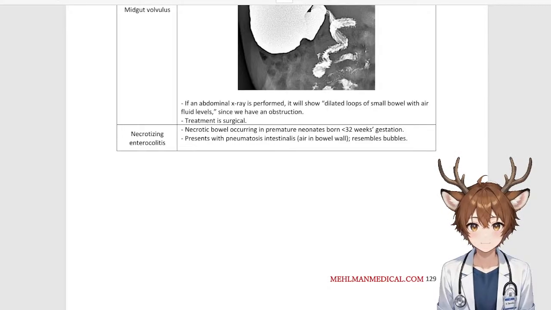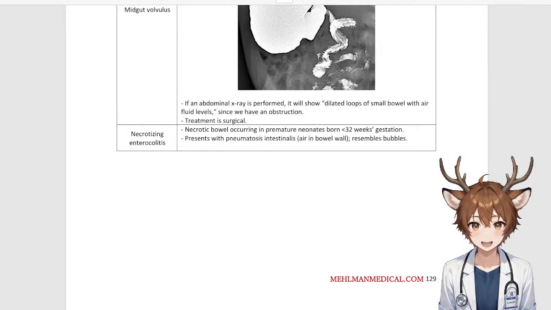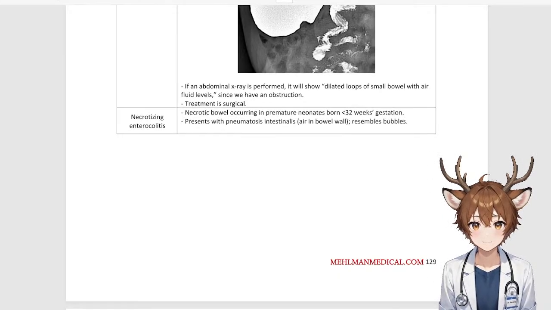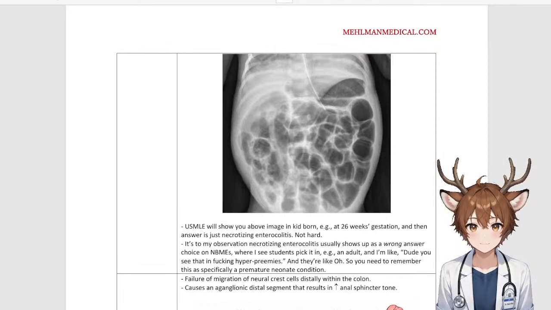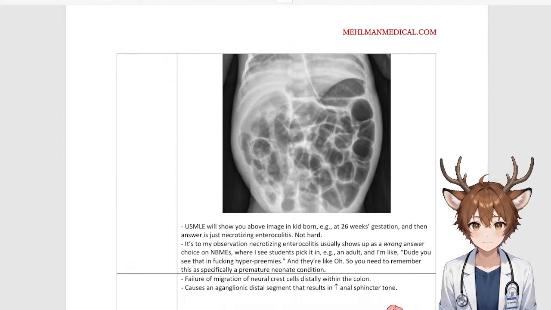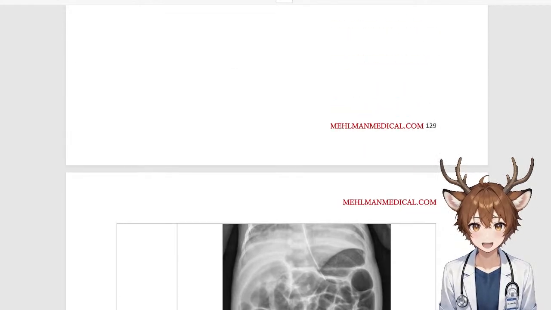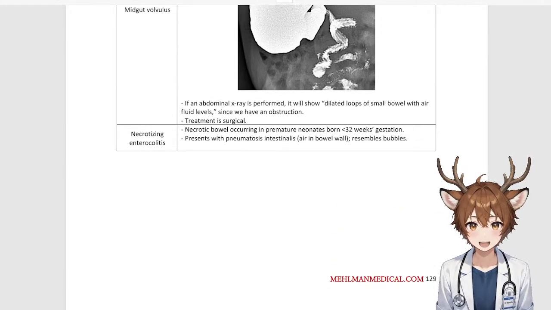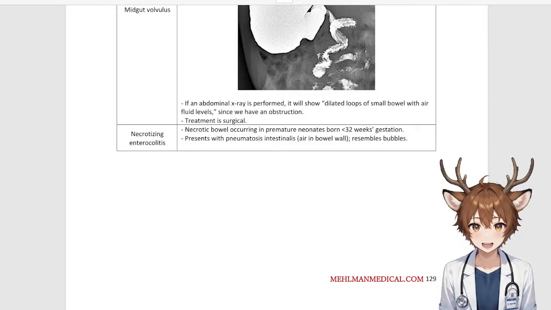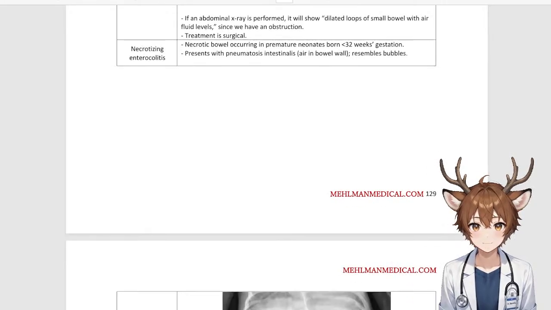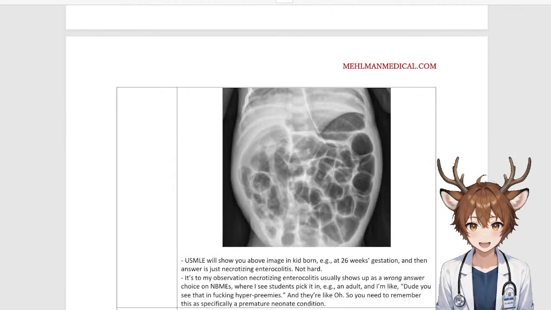Necrotizing enterocolitis. Necrotizing bowel occurring in premature neonates born less than 32 weeks gestation presents with pneumatosis intestinalis. Air in the bowel wall resembles bubbles. So this is what that looks like. That looks kind of crazy. So that's called necrotizing enterocolitis. Necrotic bowel occurring in premature neonates less than 32 weeks of gestation. Resembles bubbles. Air in the bowel wall. Yep, see right there.